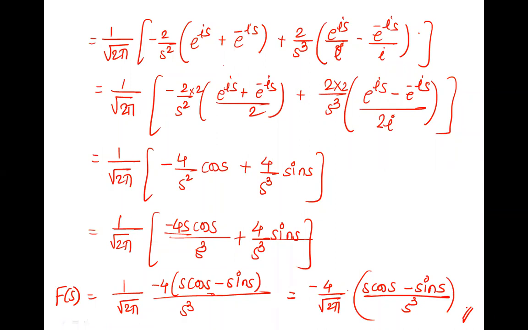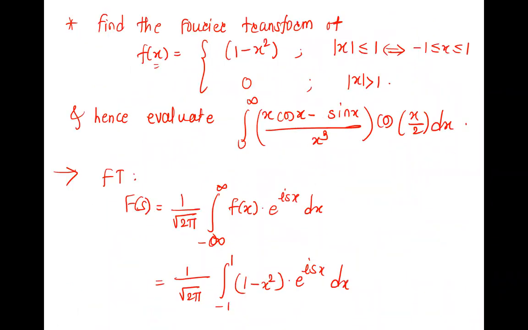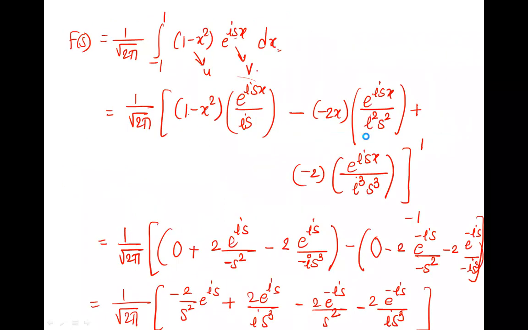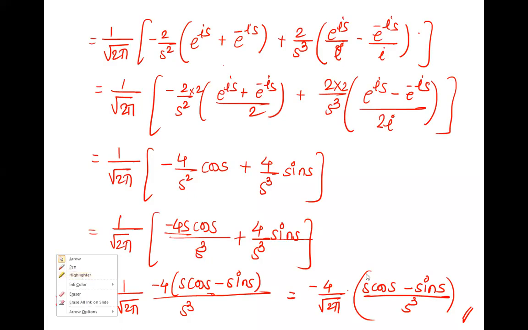Any doubt in this? No. Good. So we should now go to the evaluate part. Can we see the s cos s minus sin s? This term we can see, only the change in variable. So we can change the variable finally. We know that. So we'll now check the inverse Fourier transform.